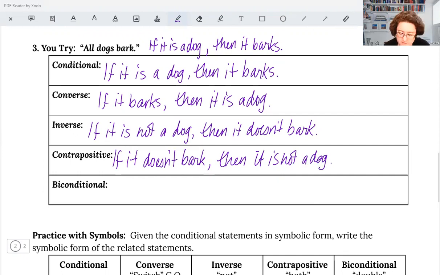And biconditional, if and only if. So it is a dog if and only if, let's abbreviate that, it barks.